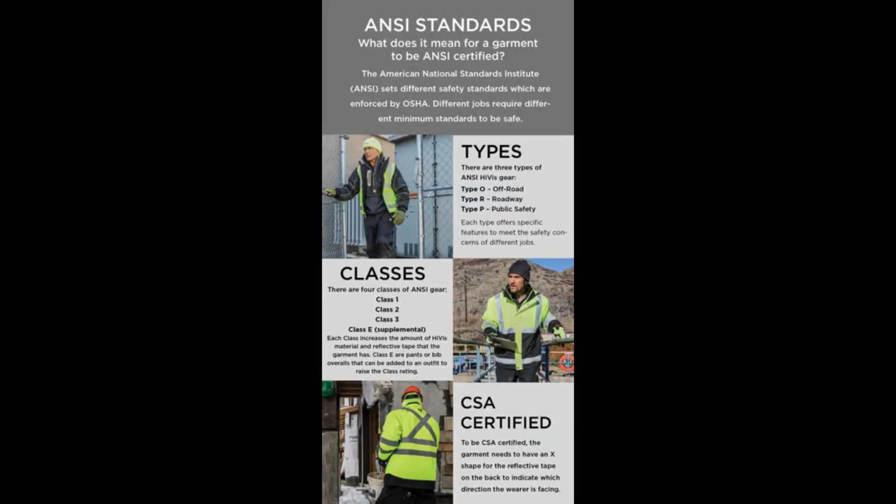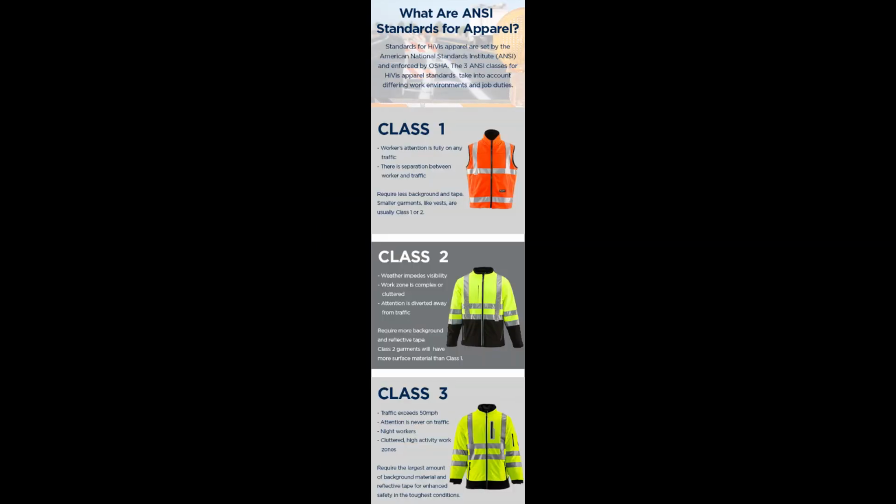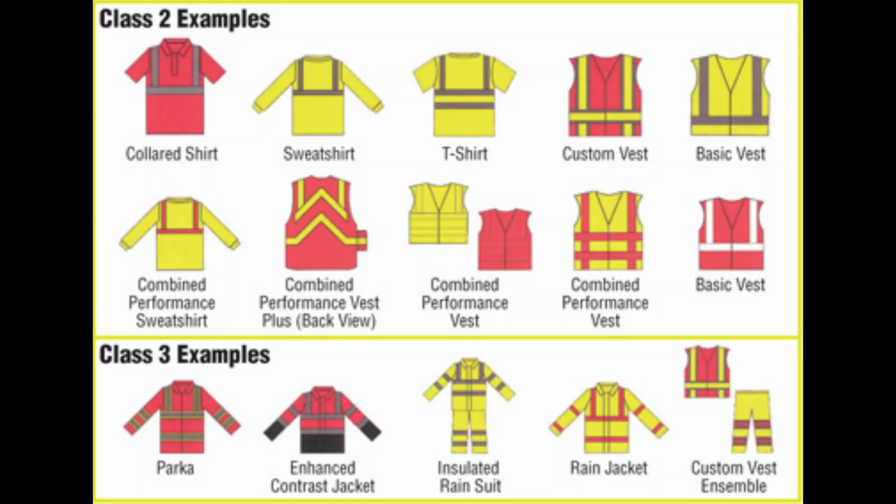As you can see, on a global level, the industry standard regulations are broken down into different types and classes. What is the purpose of breaking them all down? The classes are all defined by the minimum amount of background and retroreflective material. Additionally, there is a configuration of the retroreflective material as well as other technical garment design requirements.